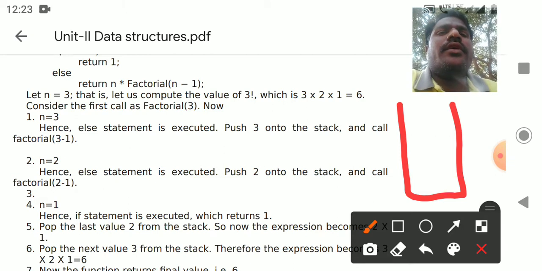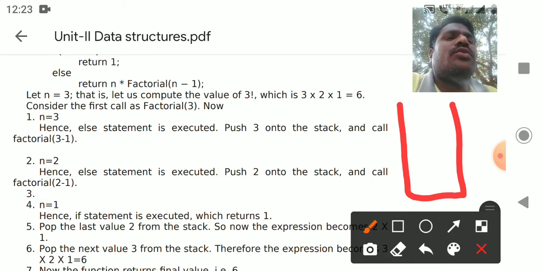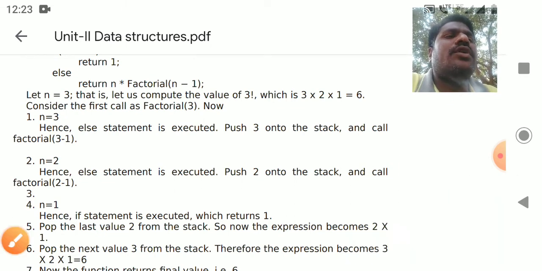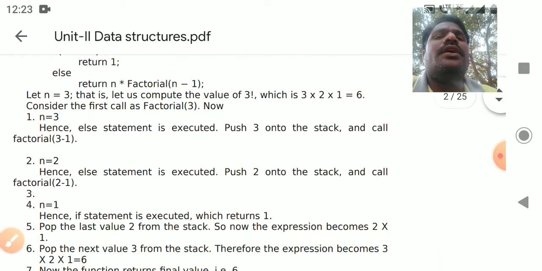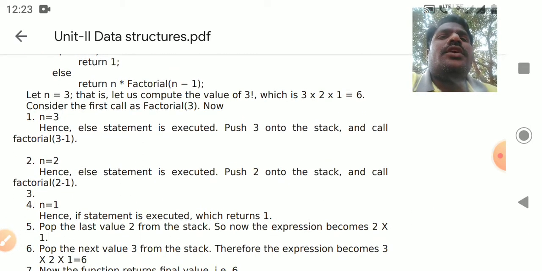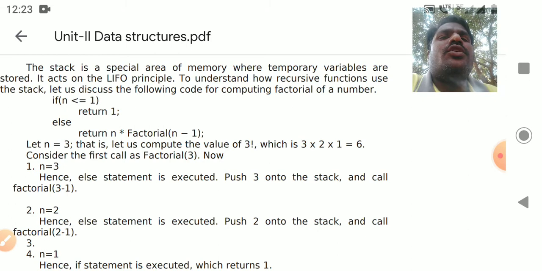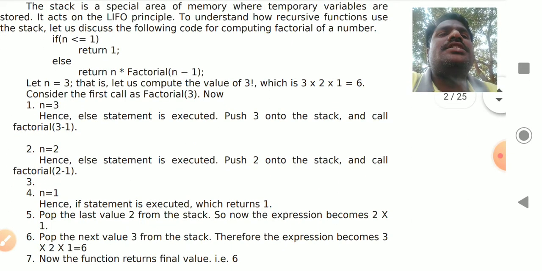So, n is equal to 3. What is our logic? If n is equal to 1, then... n is equal to 3, is 3 less than 1? No. Is 3 equal to 1? No. Automatically this else block will be executed.